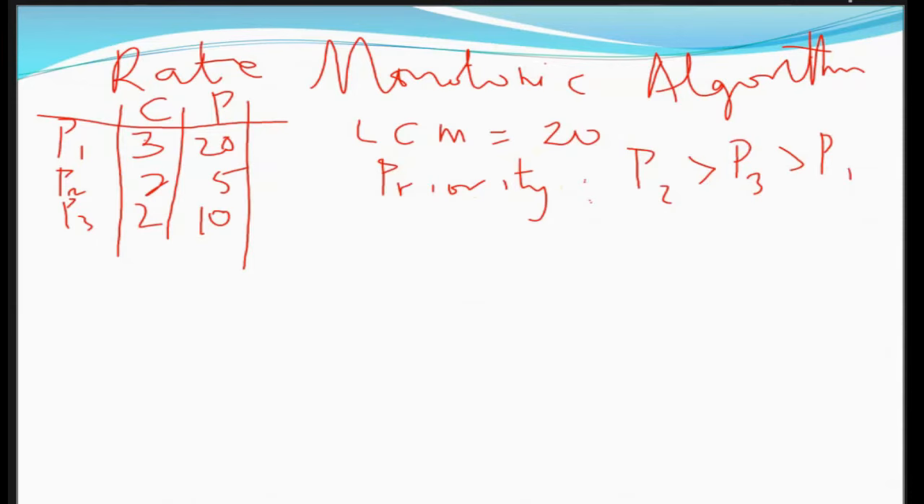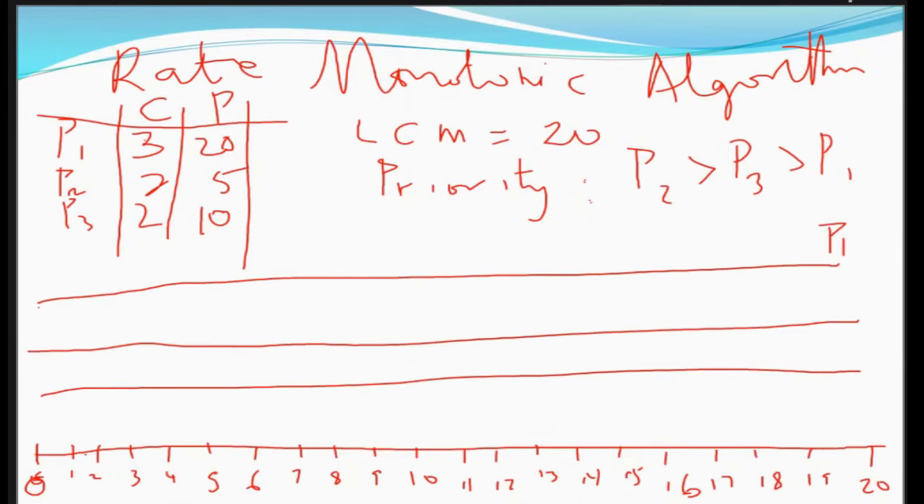Now, after you have done this, you need to build a number line. We call this the Gantt chart. And with the help of the Gantt chart, we are going to be able to schedule our processes. So you can think of it like scheduling jobs on a CPU or on a processor. So our Gantt chart must be numbered from 1 to 20. Why? Because the LCM is 20. So we're going to divide it. This one could be P1, P2, and P3.